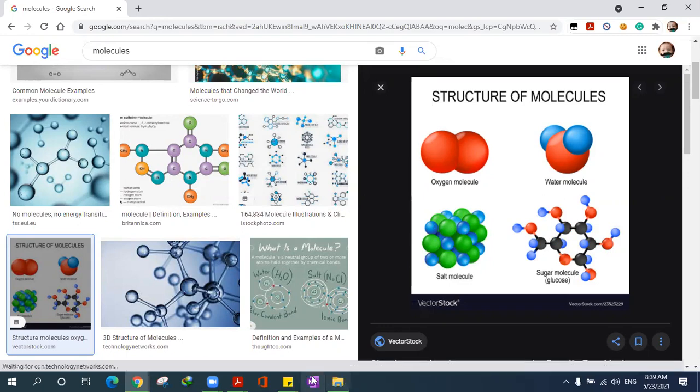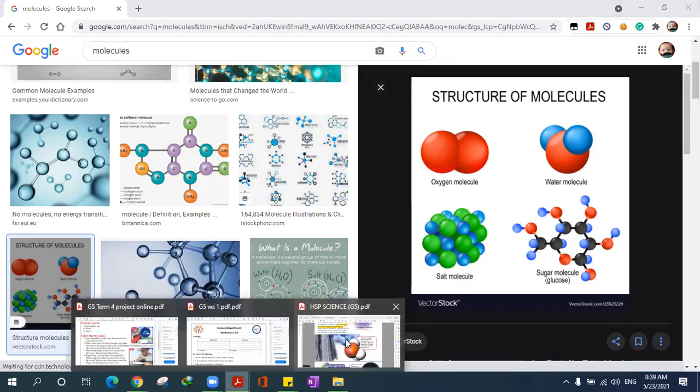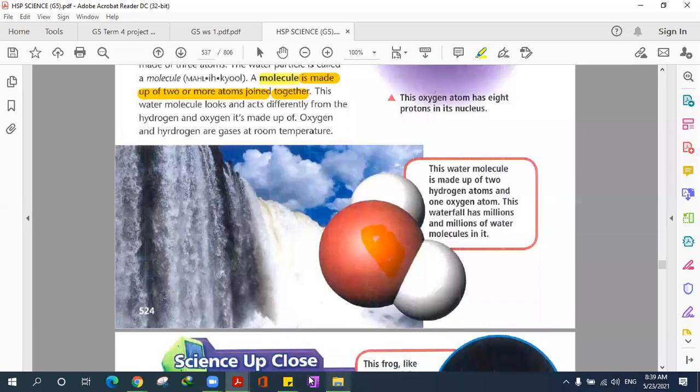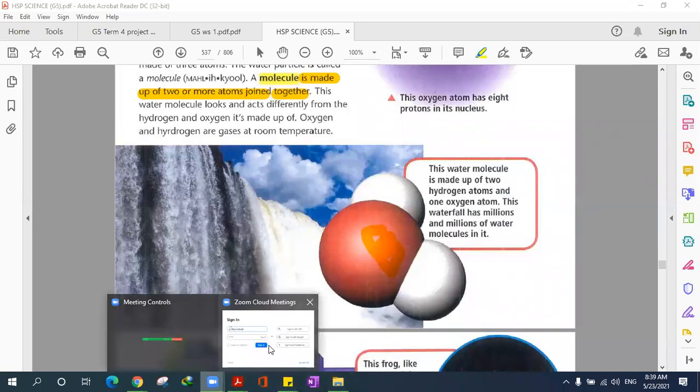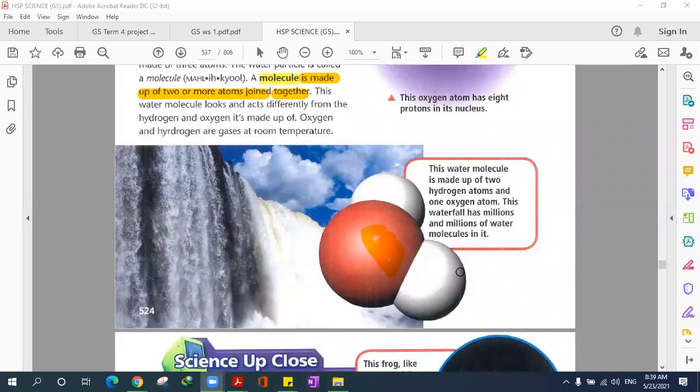So now what's a molecule again? Can someone mention to me what a molecule is? Your voice is cutting. Can you hear me? Made up of two or more atoms joined together.